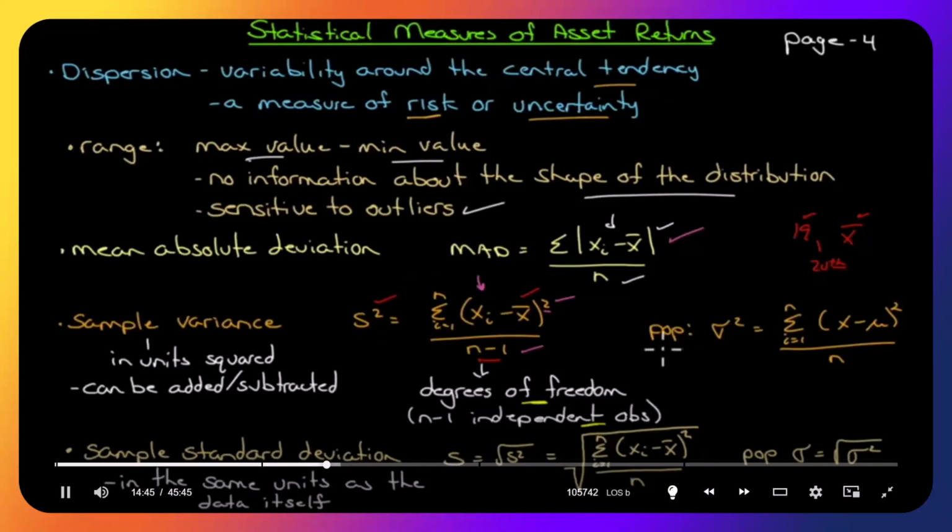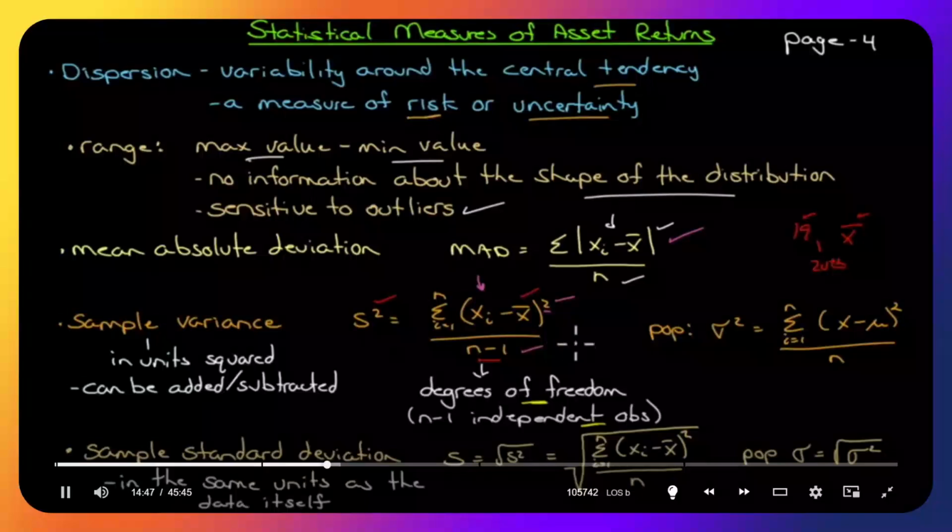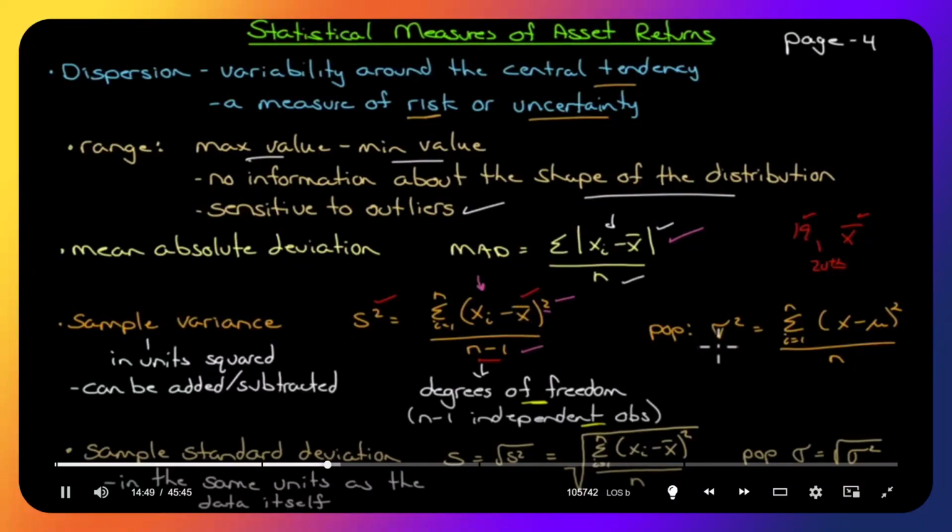If we're talking about a population, if we've surveyed the entire population and not just took a sample, then we're talking about sigma squared. Our mean is mu. Here our mean is x bar. Is there a difference other than just using Greek letters versus English alphabet letters?